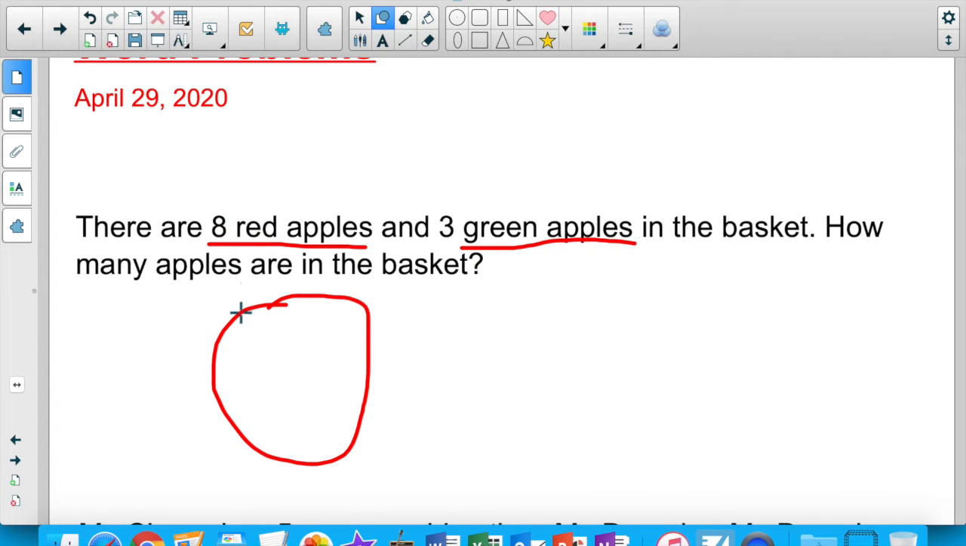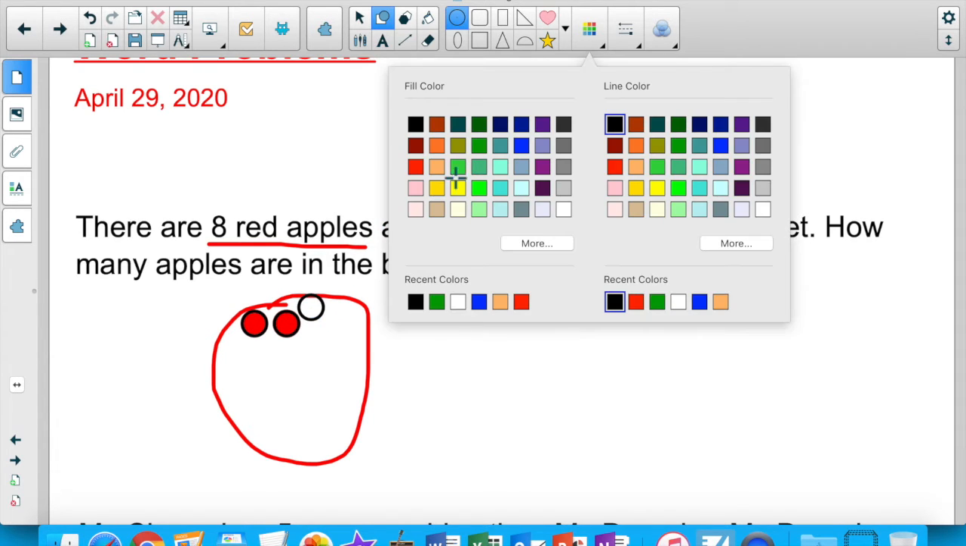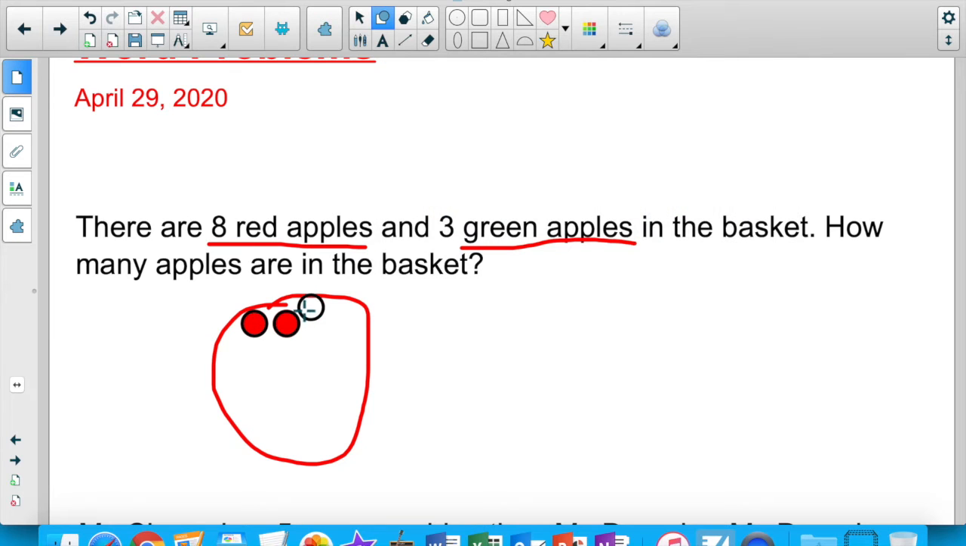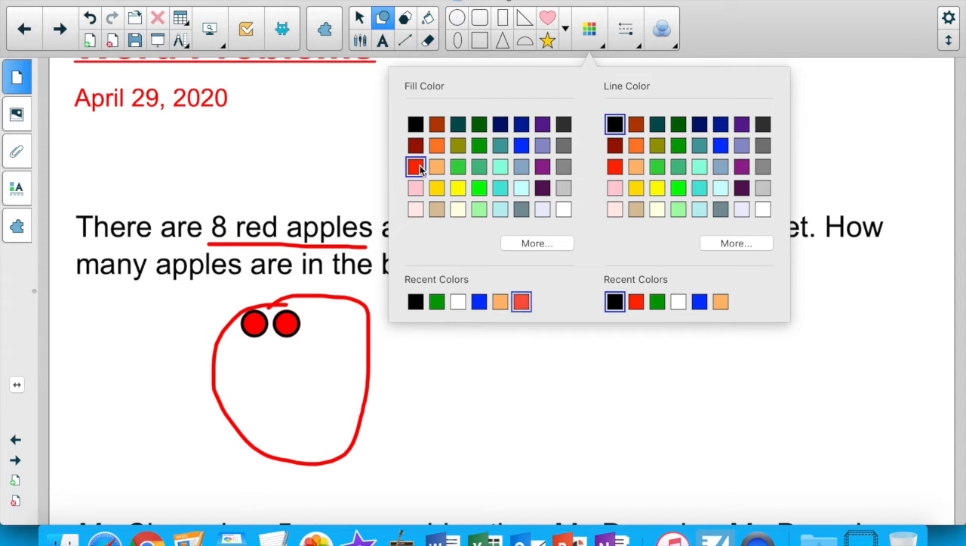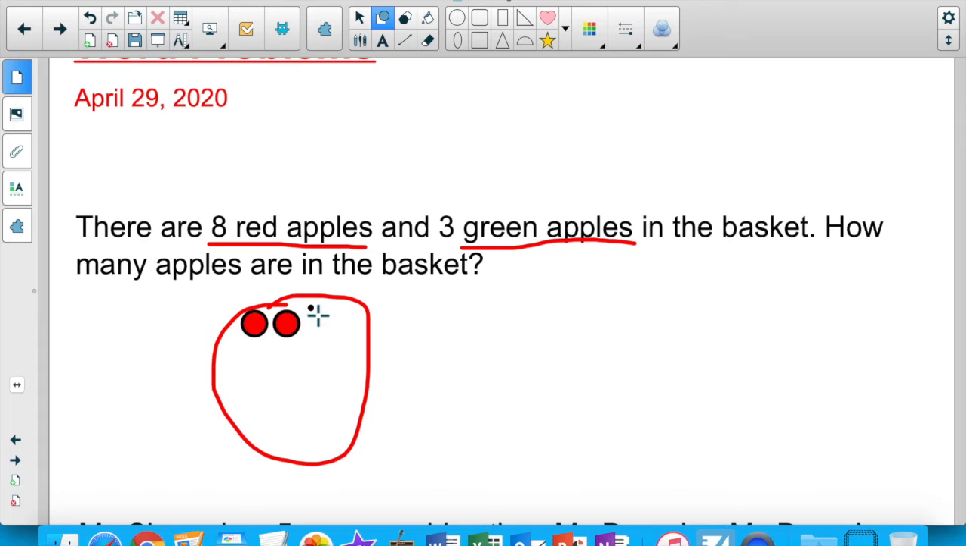8 red apples. So I'm going to draw red. 8 of them. 8 red apples. So 1, 2, 3. Oh, okay, I need to fix that then. You know what? Let me just fix this, okay? So I have 2 red apples so far. Okay, so here we go.